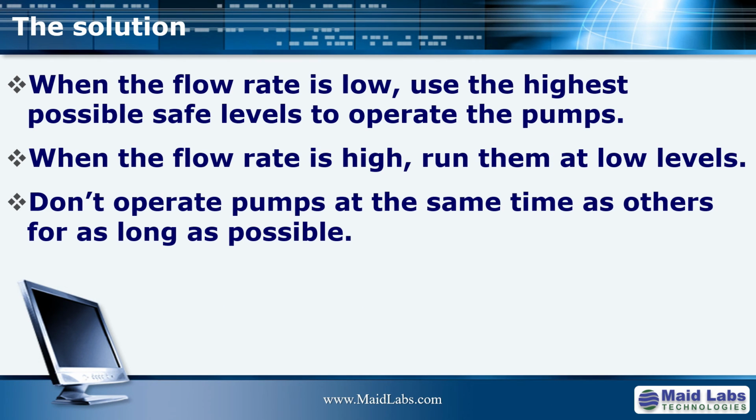The key here to be able to reduce the cost of operating a lift station, other than finding problems earlier, is that when the flow rate is low, run the pump at the highest possible level of operation within the lift station. When the flow rate is high, run them as low as possible. Don't wait to reach the lead level to operate your pump for 2 hours when the flow rate is high. Start the pump way earlier so it will take more time to get to the lag level where both pumps start and the efficiency drops quite a lot. That's the solution. How to implement the solution?